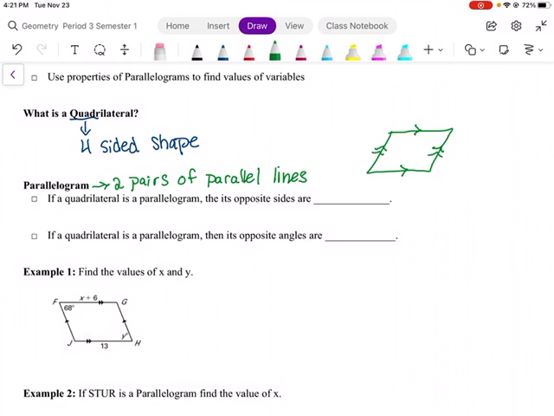A few properties of parallelograms: if a quadrilateral is a parallelogram, then its opposite sides are congruent. So the top is congruent to the bottom, and the two sides are congruent to each other. Another property about parallelograms is its opposite angles are also congruent. So any angles that are opposite of each other are congruent to each other.